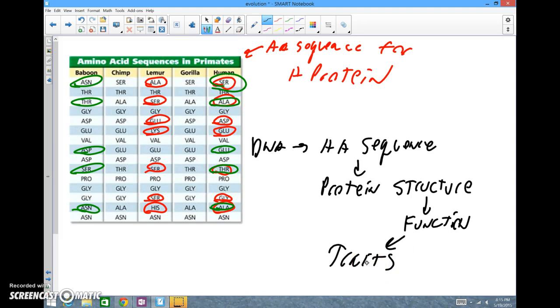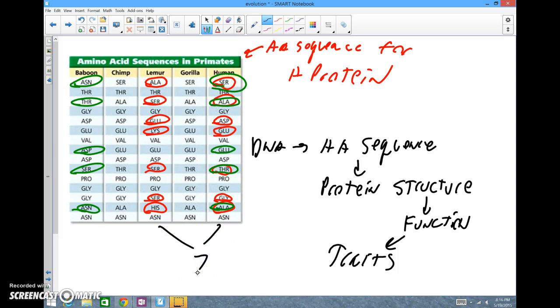So over here I have an amino acid sequence. That means that is the structure of a protein in primates. That means that that came from DNA in those primates. And so let's take a look. Compare, let's say, the human being to the lemur. If you look at everywhere I've circled red, there are differences between the two of them. So there are 1, 2, 3, 4, 5, 6, 7 differences between a human being and a lemur.